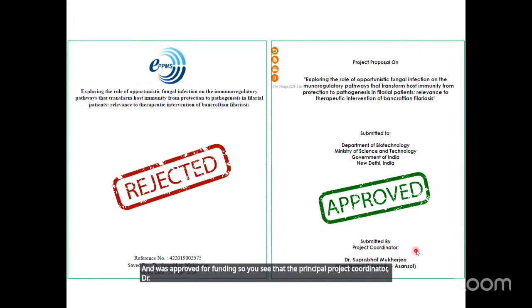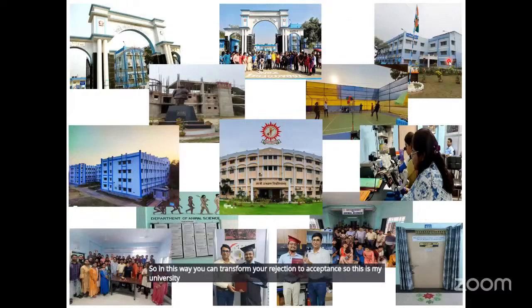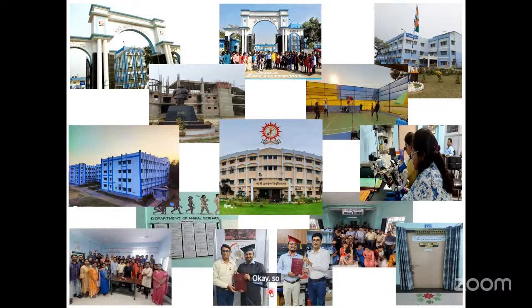Suprabhat Mukherjee. So in this way, you can transform your rejection to acceptance. So this is my university located in Asansol. Okay, so this was my first student, Nabarun. So he has already been awarded with doctoral degree in 2023.